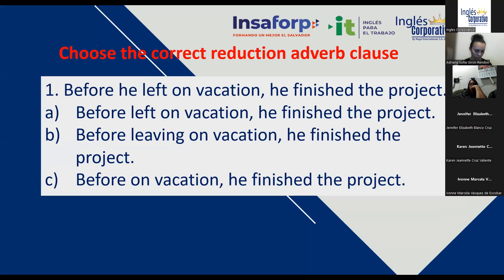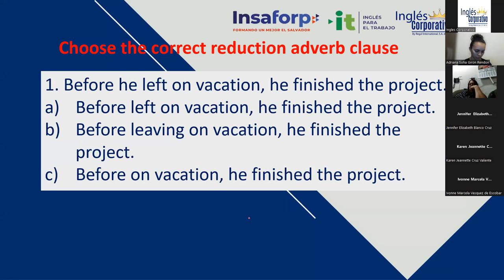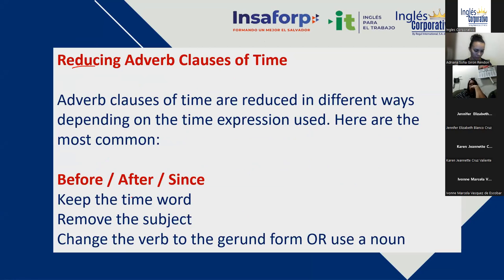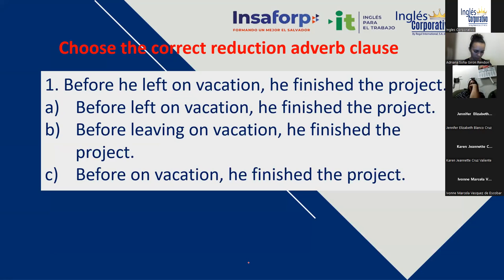How would you reduce it? Letter C. Are you sure? I don't know. Remember, going back to the rules: one, you keep the time word. Second, you reduce the subject. And third, change the verb to gerund. The gerund is the -ing, right? Let's see. Which is the best option?